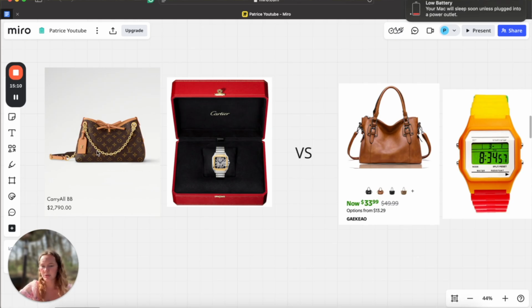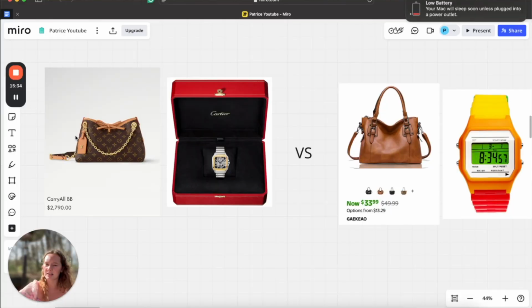Because the people that are going to go spend $2,700 on this Louis Vuitton bag versus the people that are just going to go to Walmart and buy a $33 bag are totally different avatars. And the people that are going to go buy a Cartier watch are very different than the people that are going to go buy this watch. Now, there's some crossover. There's some people that do both. But this is a very practical bag that gets the job done. And this is a very status-oriented bag.